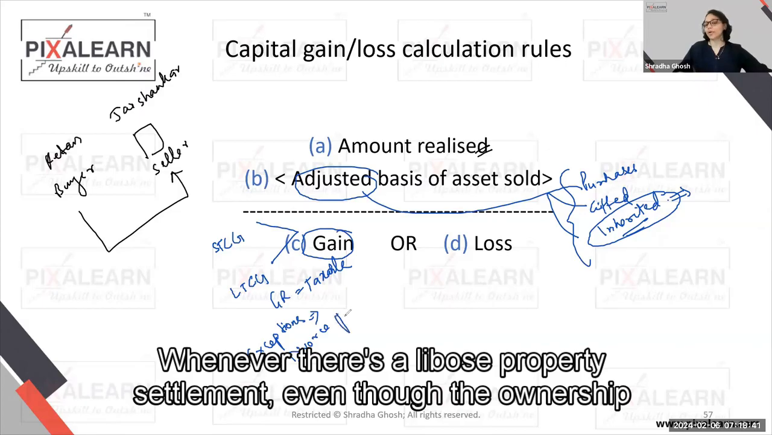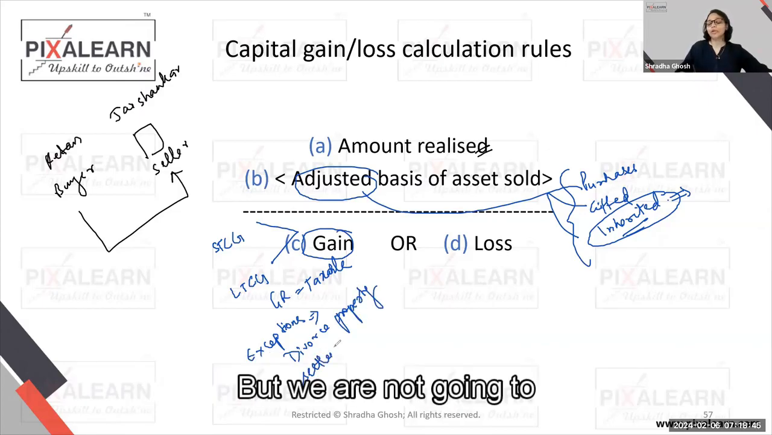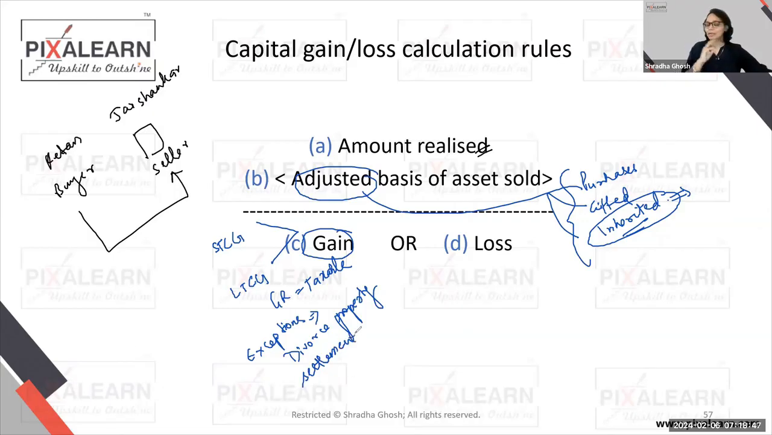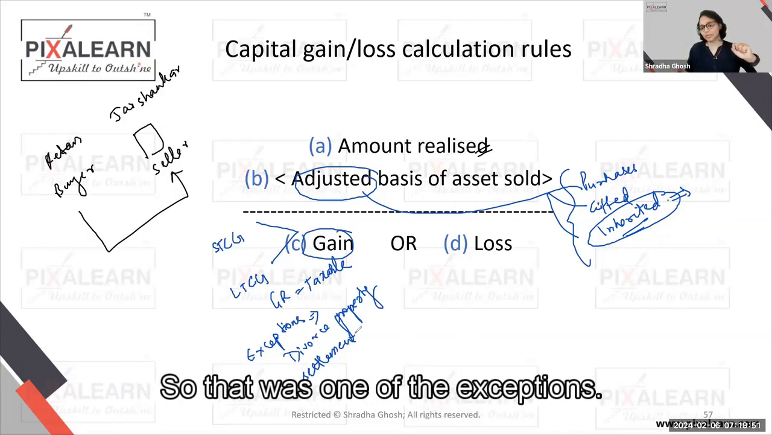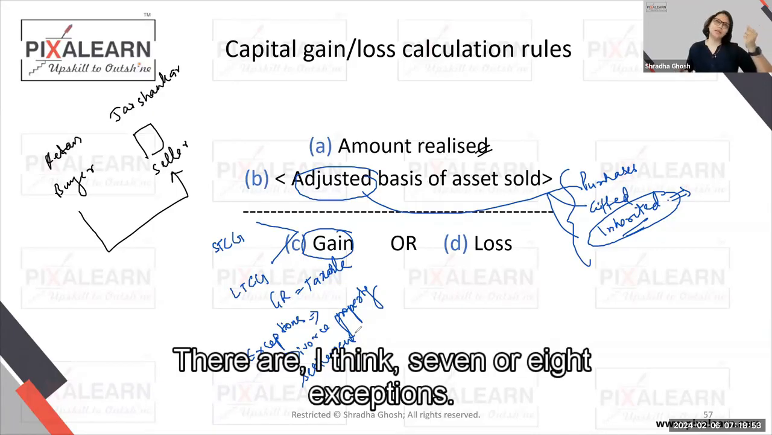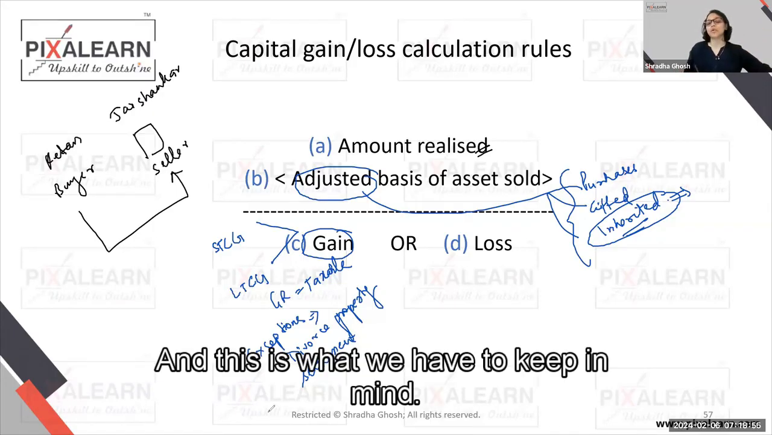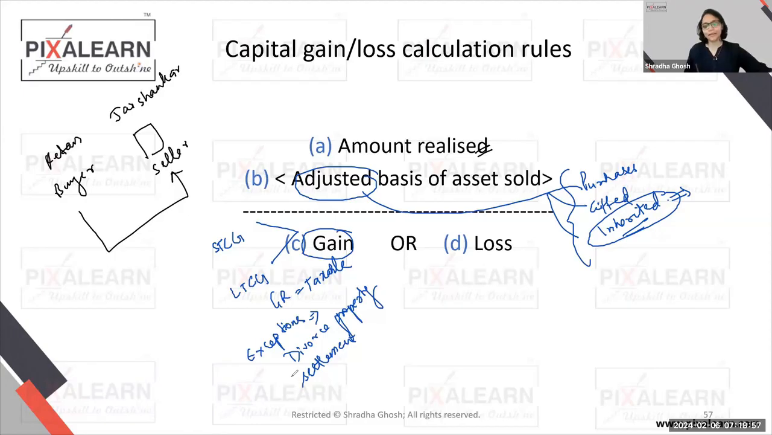Whenever there is a divorce property settlement, even though the ownership is changing, we are not going to tax that property. And even if there is a gain, we are not going to treat it like a gain. So that was one of the exceptions. Like that, there are, I think, 7 or 8 exceptions. And this is what we have to keep in mind.